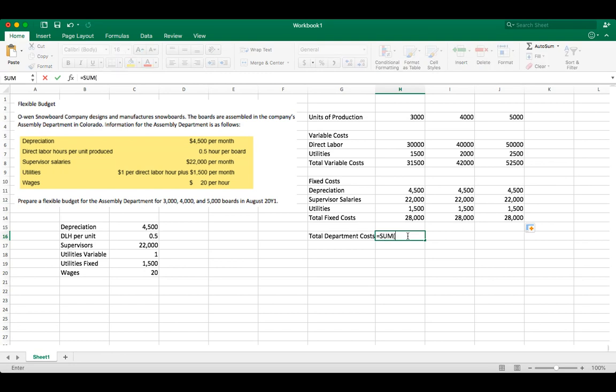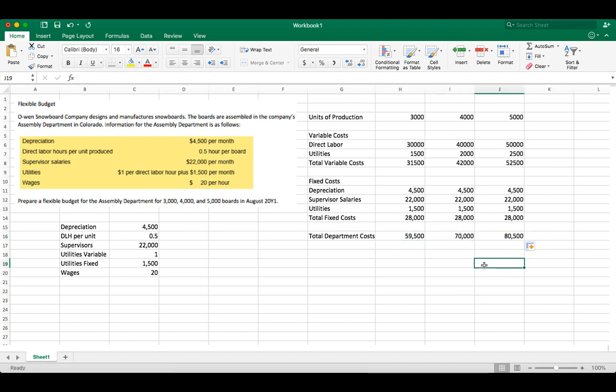And then for my total department cost, I'm going to take my total variable cost plus my total fixed cost. That's going to be the sum of H8 plus H14. Do the same. And there we have the different total department costs at different units of production. So for 3,000 units of production, our total department cost is $59,500. For 4,000 units of production, our total department cost is $70,000. And for 5,000 units of production, our total department cost is $80,500.